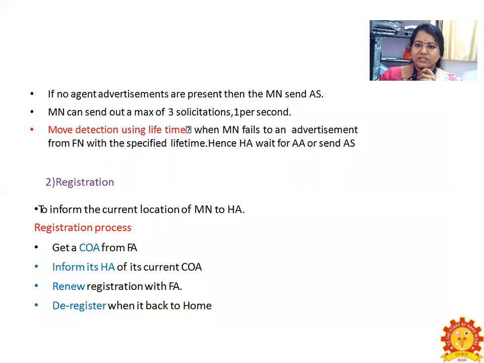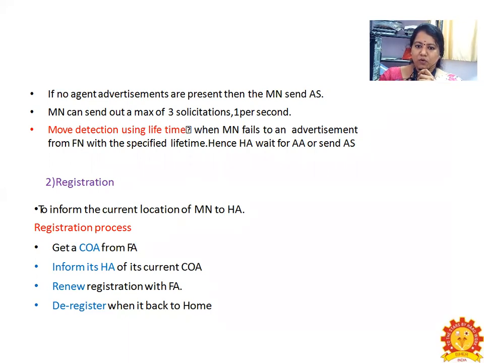If no agent advertisements are present, then the MN sends the AS. The MN can send out a maximum of 3 solicitations, 1 per second. Next, move detection using lifetimes. When the mobile node fails to receive an advertisement from the foreign agent within the specified lifetime, then it waits for an AA or it will send an AS.